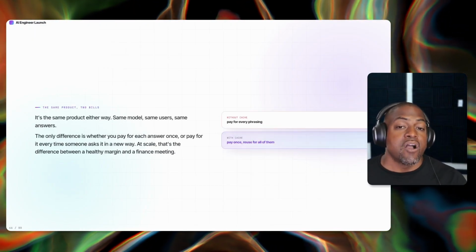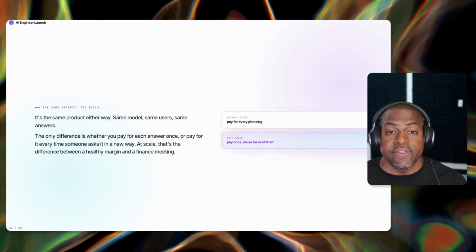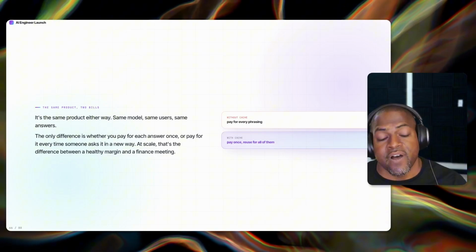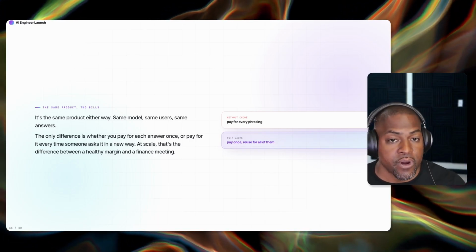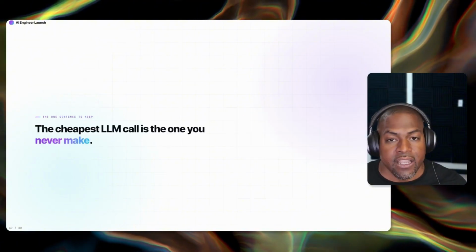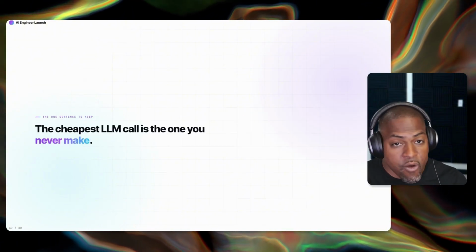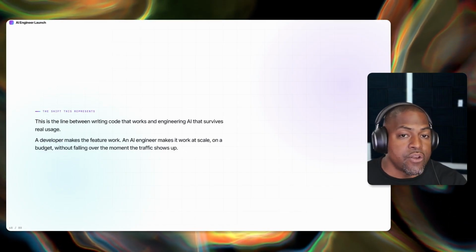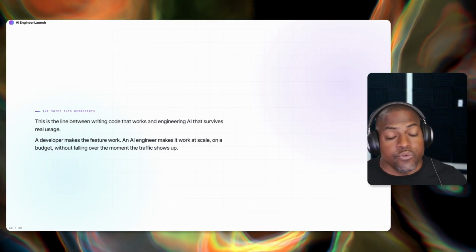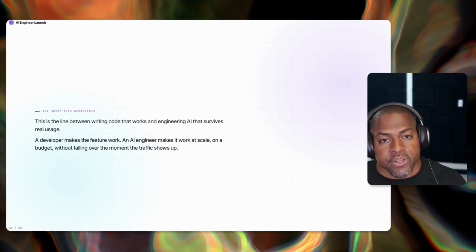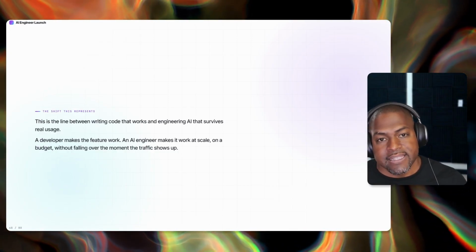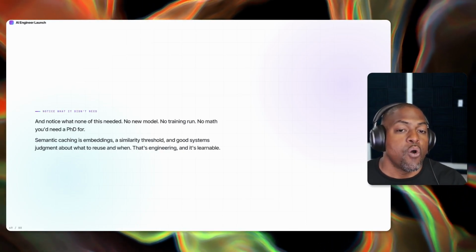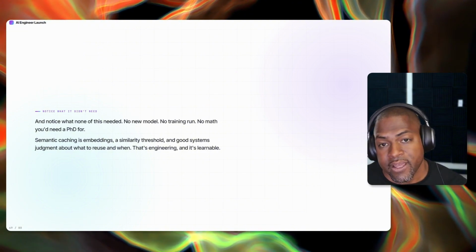The cheapest LLM call is the one you never make. This is the line between writing code that works and engineering AI that survives real usage. A developer makes the feature work. An AI engineer makes it work at scale, on a budget, without falling over the moment the traffic shows up. Notice that none of this needed a new model, no training run, no math you need a PhD for. Semantic caching is embeddings, a similarity threshold, and good systems judgment about what to reuse and when. That's engineering, and it's learnable.